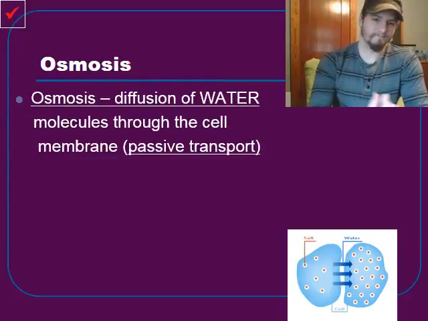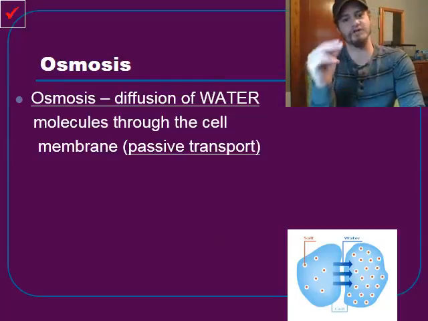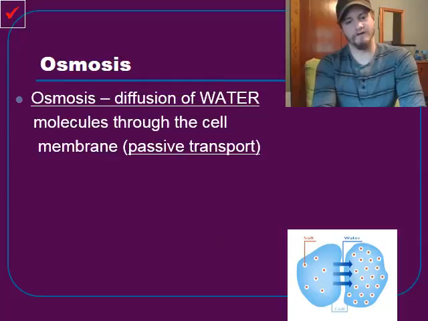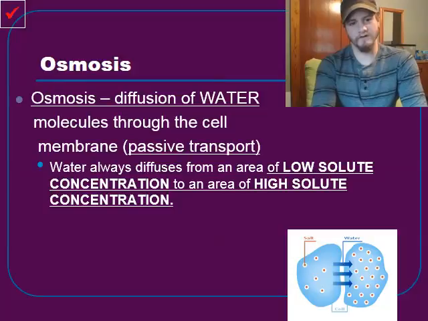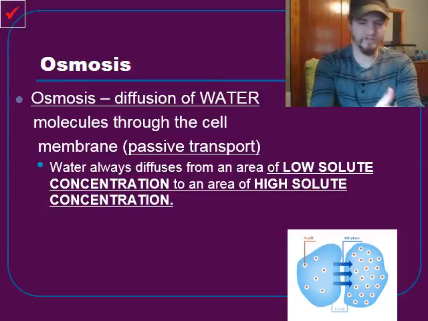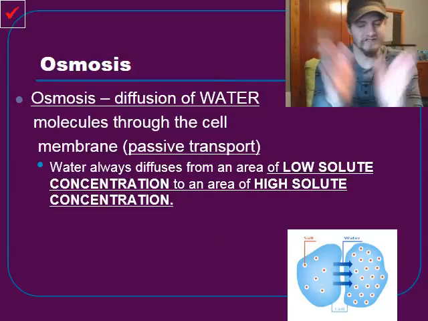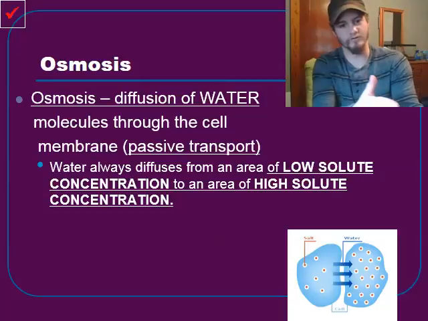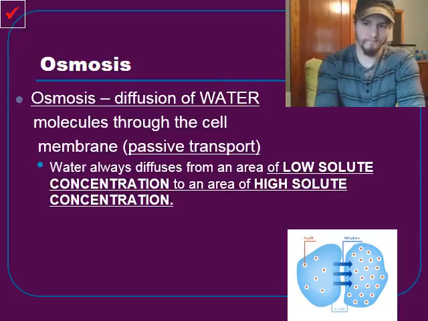So osmosis. Osmosis is just like diffusion, however it's a specific type. It's the diffusion of water molecules across the cell membrane. Since it's diffusion, once again it's still passive transport. No energy is being used. Now water always diffuses from an area of low solute concentration to an area of high solute concentration. So what that means is, think about it like this. We know that diffusion goes from high to low, right? So that means if we have a low solute concentration, then we have a high amount of water, or H2O.